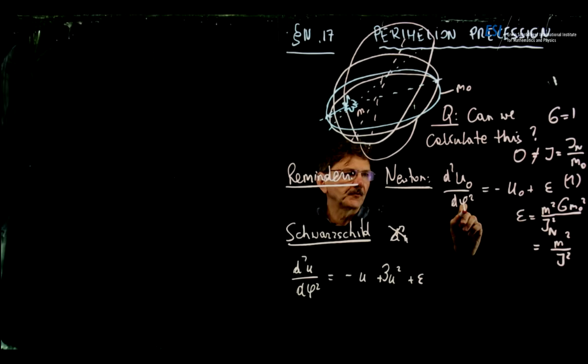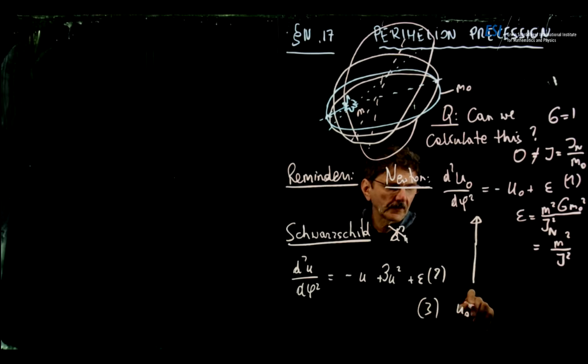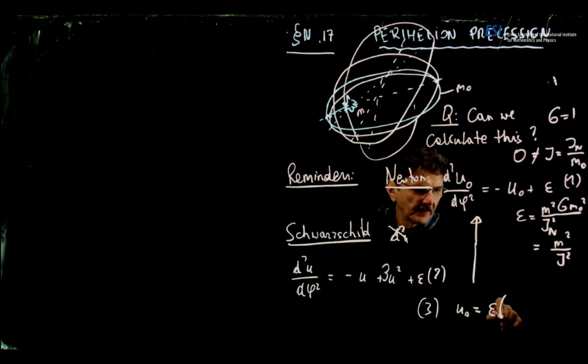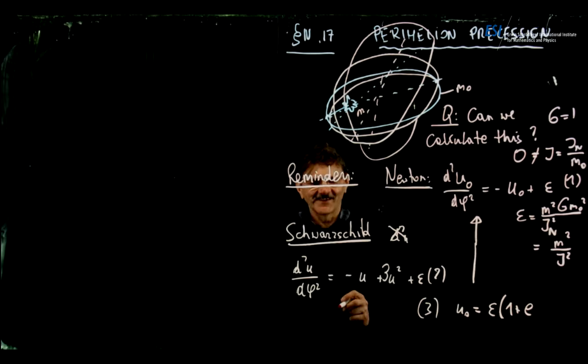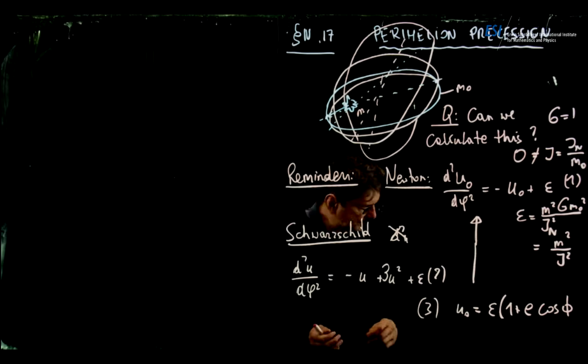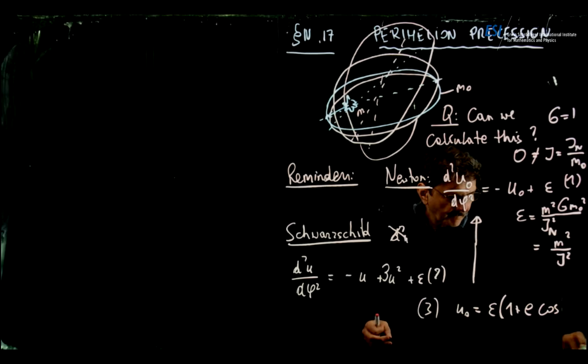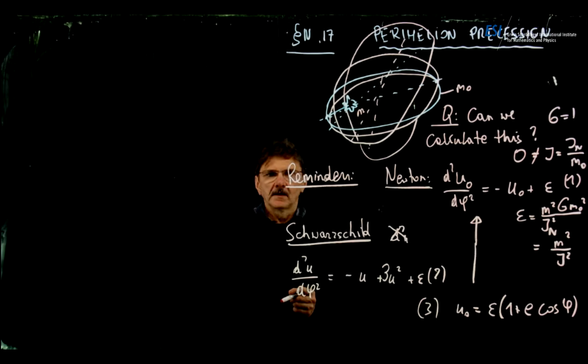Okay, and we have the Newtonian solution. So that would be this, equation 2, and then the Newtonian solution was equation 3: u naught is this epsilon here, times one plus the eccentricity of the orbit times cos phi. Okay, so this was what we derived so far.